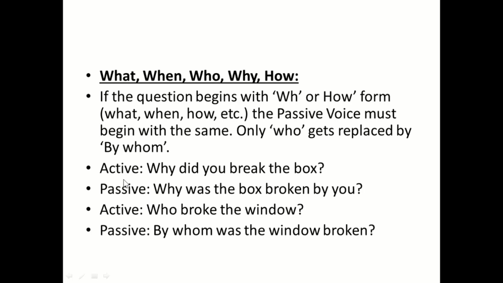So here we have active: why did you break the box? So "you" is the subject, "break" is the verb, the box is our object. We will keep the sentence as it is. This one is the simple interrogative tense, so we will use: why was the box broken by you? So for "did," "was" plus third form, by you. But for "who," as I told you, we have to use "by whom." Who broke the window? By whom was the window broken? Very simple.